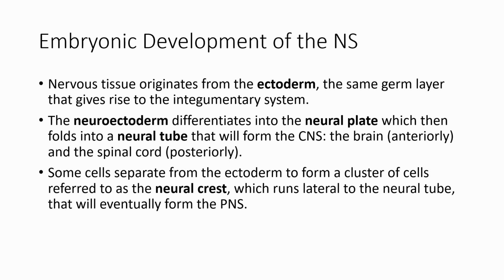So the ectoderm, usually we think outside, so we're thinking skin, but it also gives way to the nervous system. The neuroectoderm is going to differentiate from the rest of it into what we call the neuroplate, and then fold into a neural tube. That neural tube is going to be what becomes your central nervous system. On the anterior side, it's going to become your brain. On the posterior side, it's going to become your spinal cord.